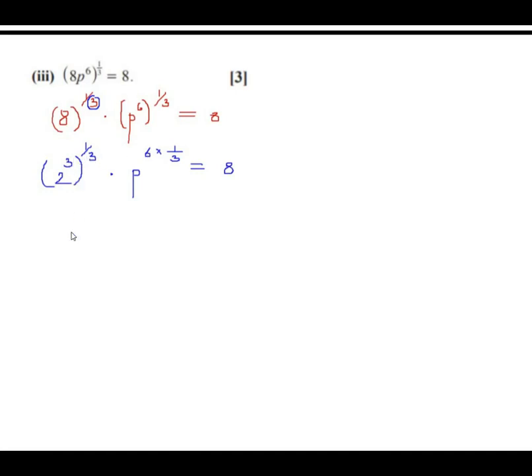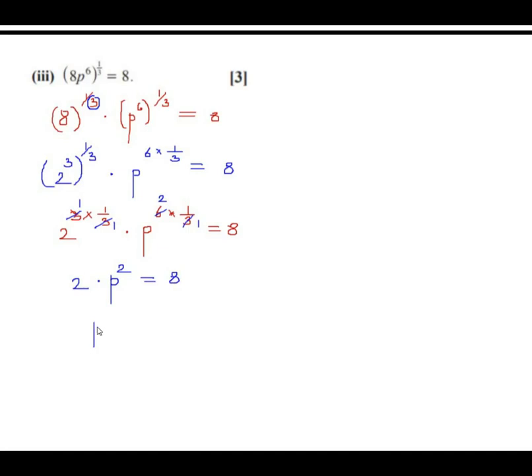Now here as well the powers are getting multiplied. So 2 to the power of 3 times 1 over 3, t to the power of 6 times 1 over 3 equal to 8. So let's simplify this. 3 1 times, 3 1 times, 3 1 times, 3 2 times is 6. So we get 2 to the power of 1, which is 2, and here we get t, the power is squared, equals 8.